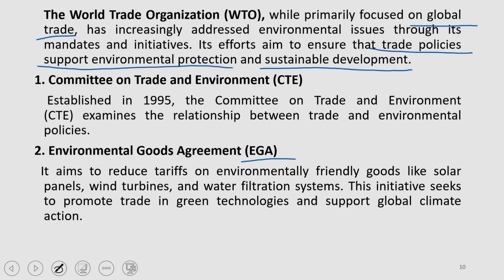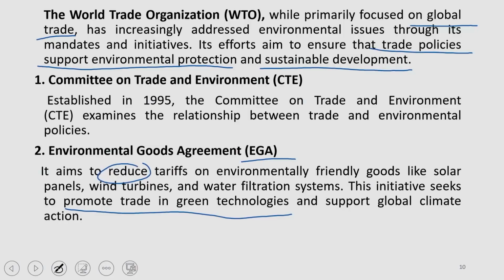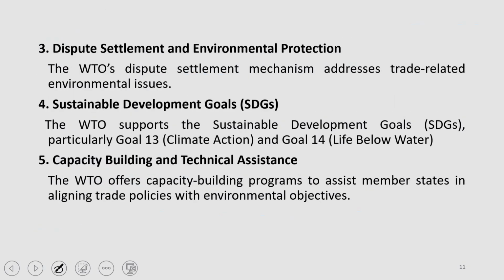Second one is about the Environmental Goods Agreement, popularly known as EGA, and here it basically aims to reduce the tariffs on environmentally friendly goods, those items which are eco-friendly, like the solar panels, wind turbines, and water filtration systems. It will all be subsidized under this initiative. And it also seeks to promote trade in green technologies and to support global climate action.